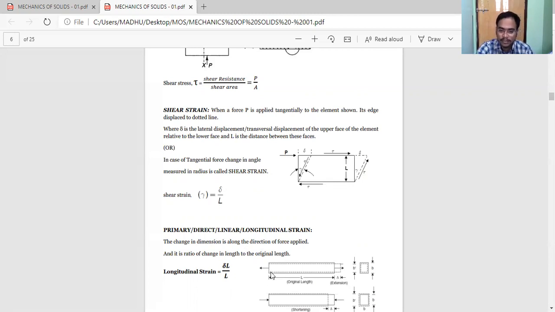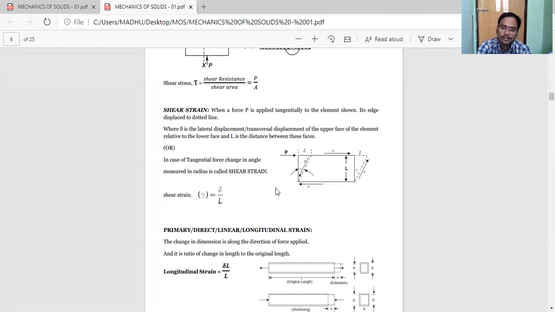So you are having a body here, a member. This member is subjected to a load, and you will find changes in the dimension, changes in the length. L got changed to an extension del L because of a pulling force. It is experiencing a pulling force, or it can be a compressive force also. Instead of in this direction, the direction may be compressive. So the change in the length is del L, and the original length is L. So this is a longitudinal strain.